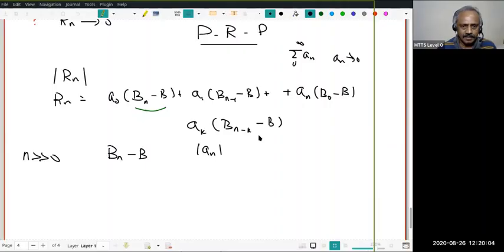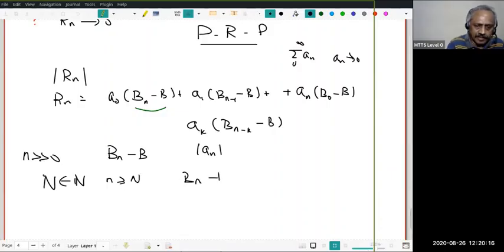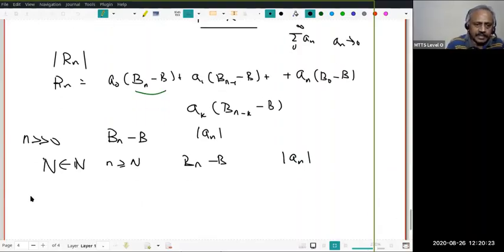Yeah. So the basic idea is, suppose for capital N, if n is greater than or equal to capital N, suppose I know how to estimate mod bn minus b, and also I know how to estimate mod an. Then what I can do is I take my n to be greater than or equal to 2 times capital N. You understand this?